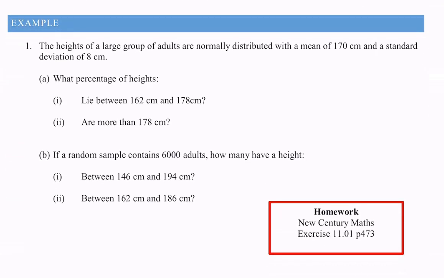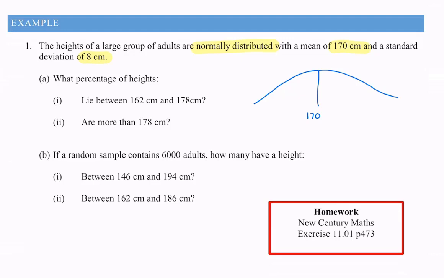The first one says the height of a large group of adults is normally distributed with a mean of 170 and a standard deviation of 8. So when I get a question like this, the first thing I do is draw my normal curve. Because I saw the words normally distributed, that makes me think I must draw a curve. The next thing I do is put in my mean, which was 170.